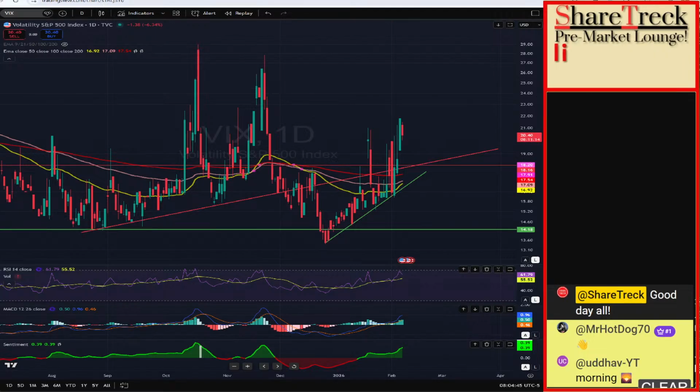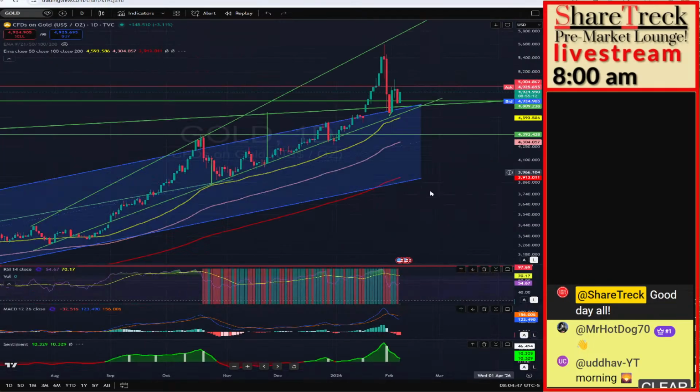Then VIX is down a little bit, but it is still elevated. It's about 20. And if you go to gold, you can see something interesting in gold. I am thinking, and I would like to get your feedback, guys. I am thinking that this was a bull flag. Now, let me draw a line for this bull flag to show you where it was. So this was a bull flag.